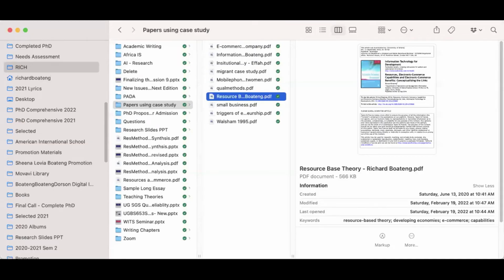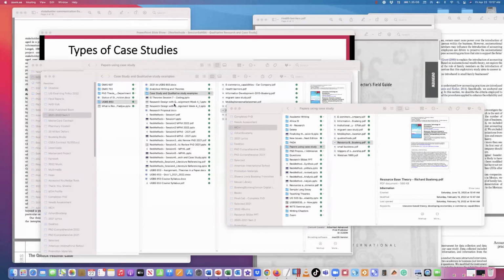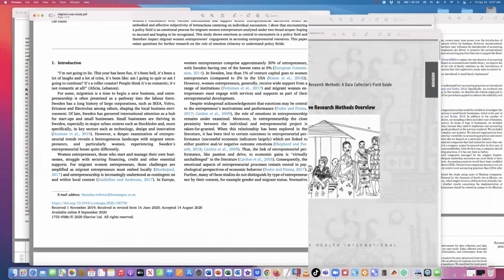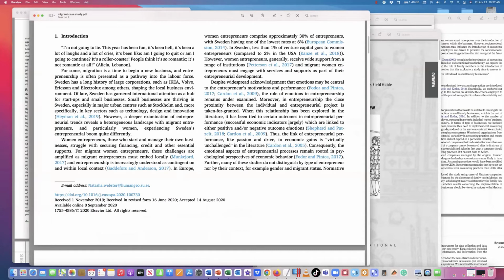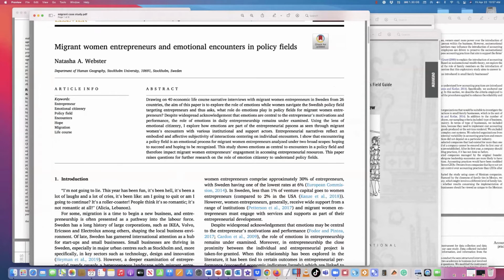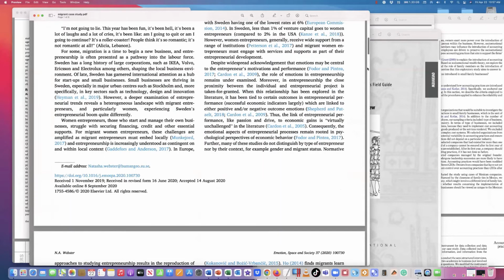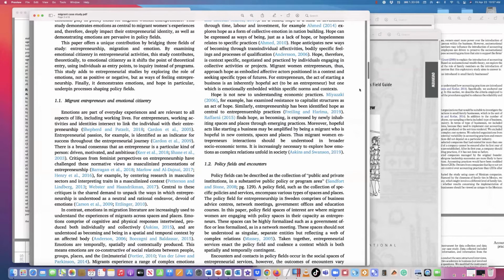I'm hoping that I can show more quickly before, oh, sorry, I'm not showing the folder. Forgive me. Okay, so let's look at this one, a migrant study. This migrant study is about migrant women entrepreneurs and emotions encountered in policy fields. I don't know what type of case study it is. So let's go and read whether they'll mention it for us.